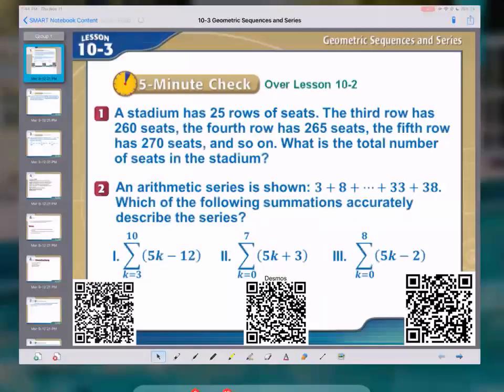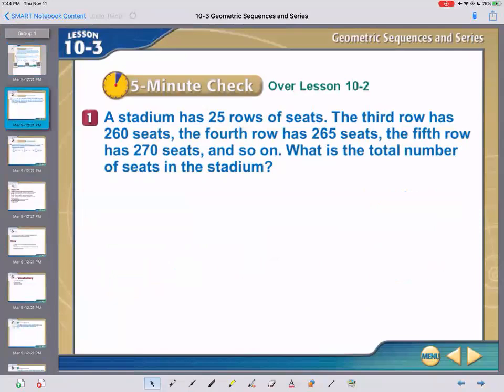All right, let's take a look at lesson 10.3. Problem number 1 in the Bellringer. It says this. A stadium has 25 rows of seats. The third row has 260 seats, the fourth row has 265 seats, and the fifth row has 270 seats, and so on. What is the total number of seats in the stadium?